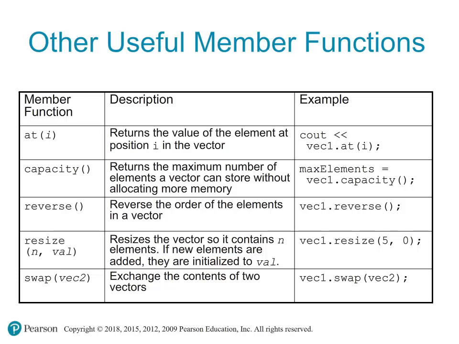Swap, vect2, exchanges the contents of two vectors. Note the at i function will throw an exception if the index i is out of bounds, so it will give you an error if i is out of bounds. The capacity function can be useful for optimizing performance in some cases.